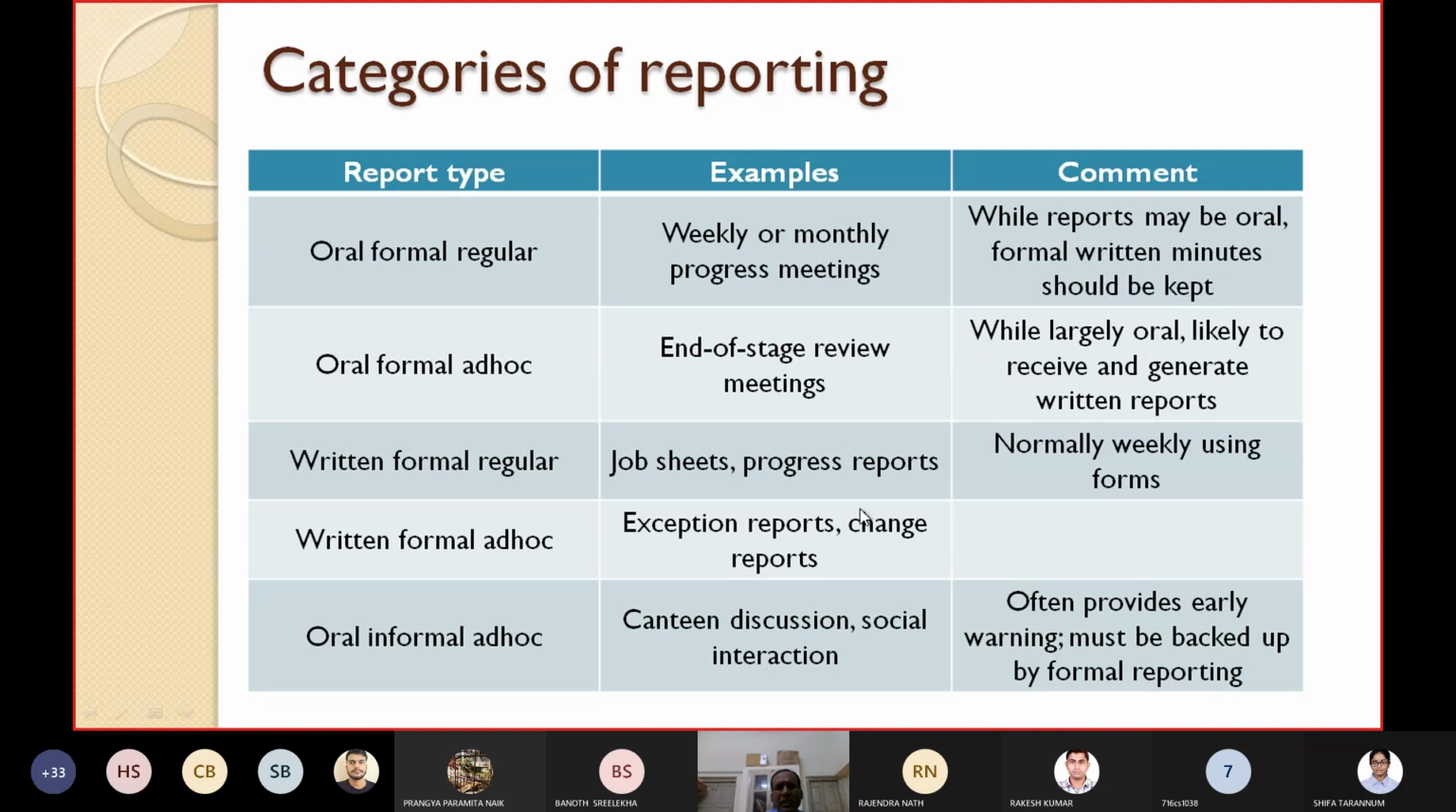Similarly, the others are easy. Just see: oral, formal, ad hoc; written, formal, regular; written, formal, ad hoc; oral, informal, ad hoc. These are all easy things, so no need to explain thoroughly. Please read yourself. Any doubt you can ask me in the next class.